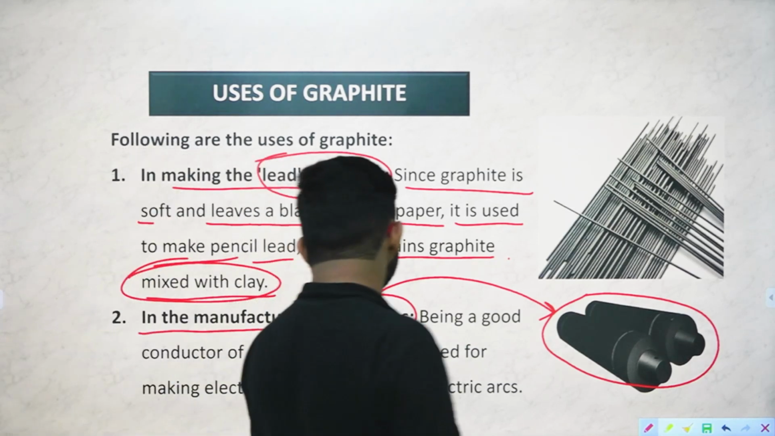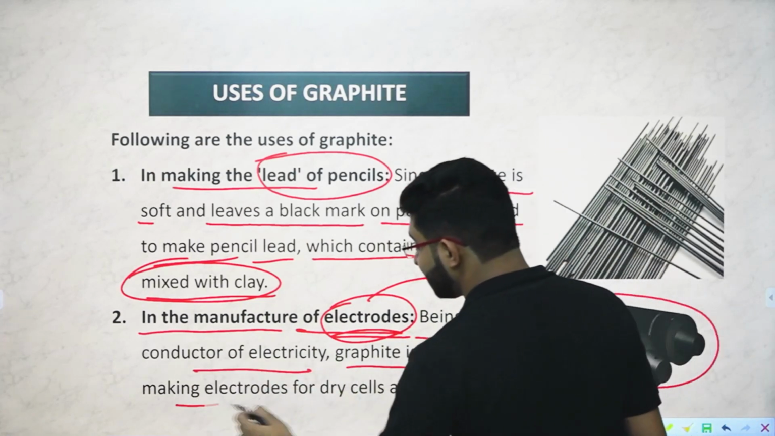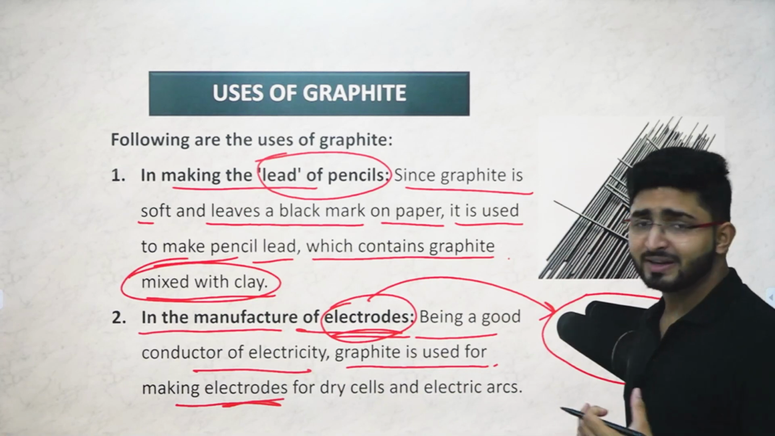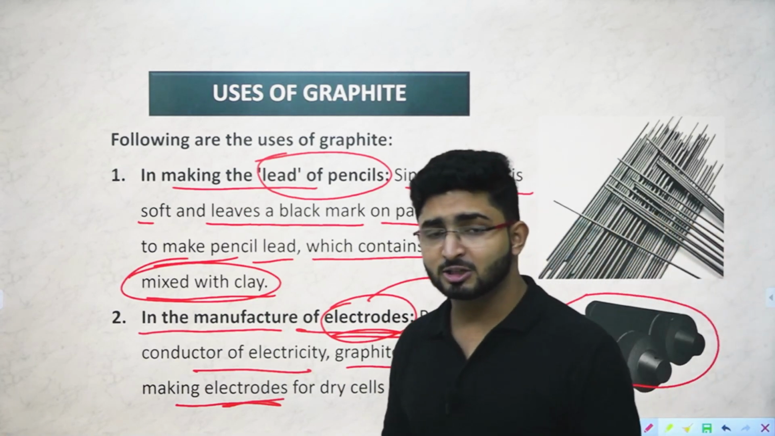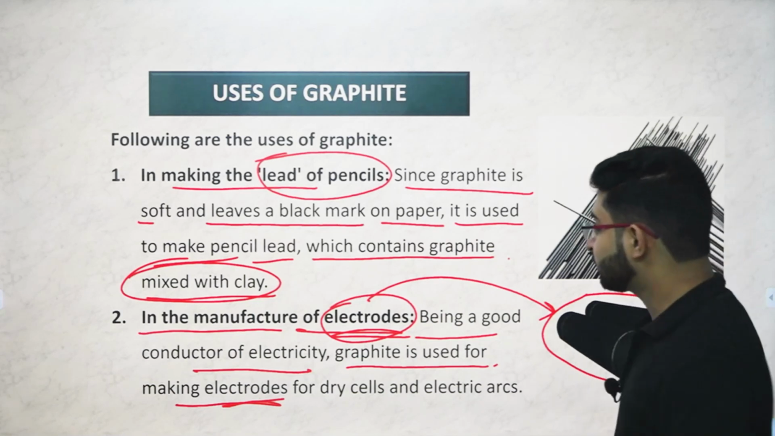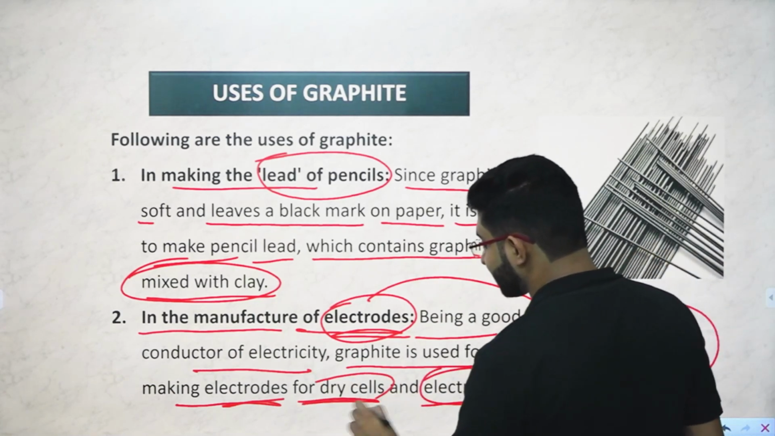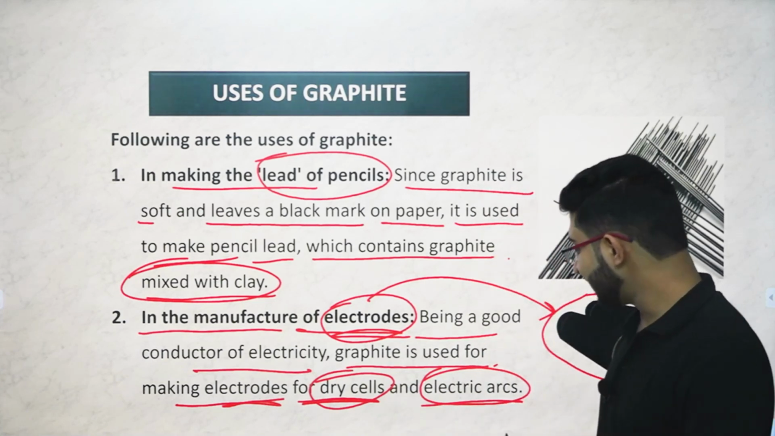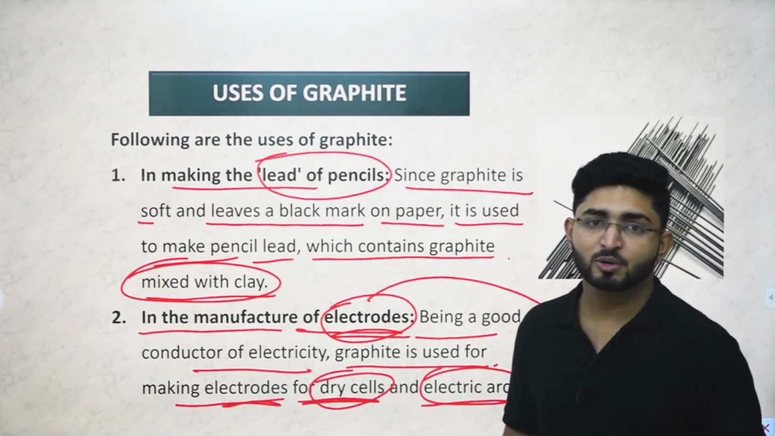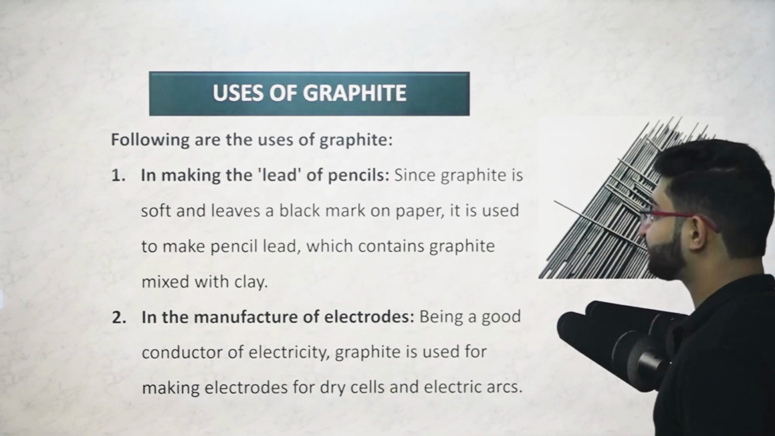Being a good conductor of electricity, graphite is used for making electrodes, because we know very well that graphite is a good conductor of electricity, and that is why we are using it in the manufacture of electrodes for dry cells and electric arcs. In the dry cells, electrodes are used, and in the electric arcs, electrodes are used. Okay, you can take the screenshot of this again.